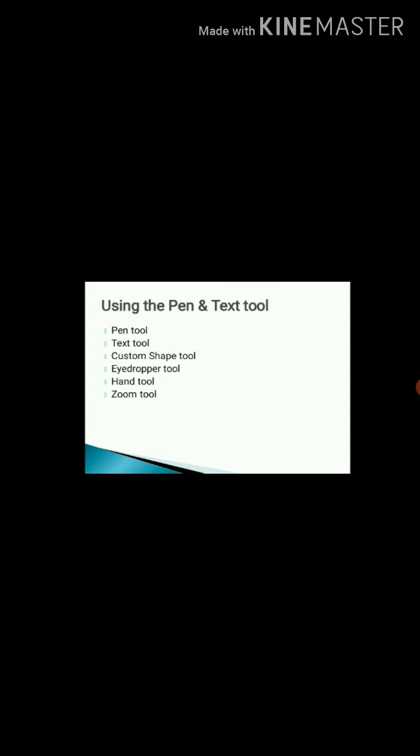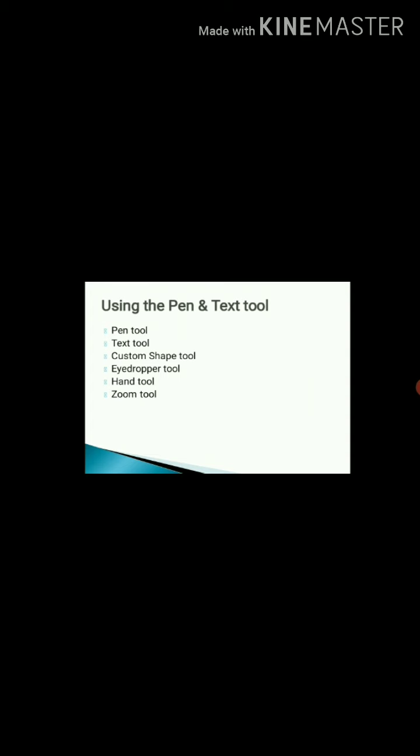Next is the eyedropper tool. The eyedropper tool is used to select color. The color that is picked up by the eyedropper appears as the new foreground color. The eyedropper is just like a normal eyedropper. Like we pick the color in a dropper and throw it on any location, that location is colored with that particular color. So it also works like this.